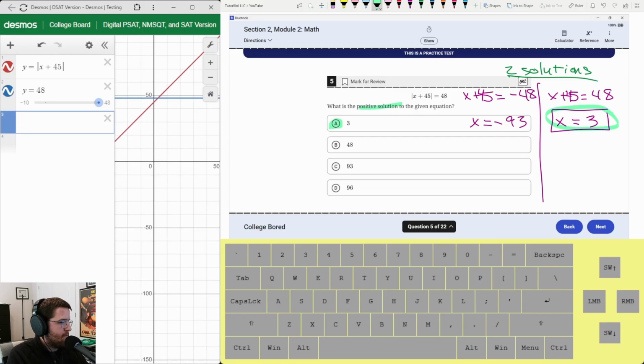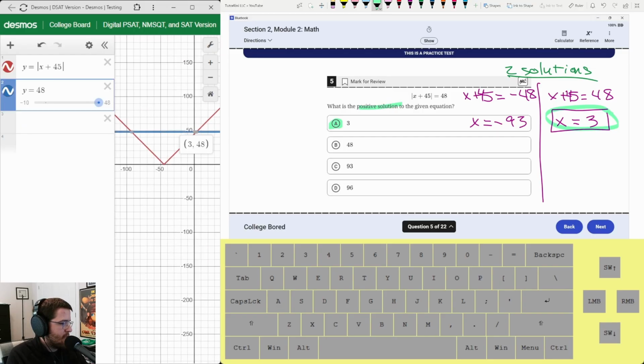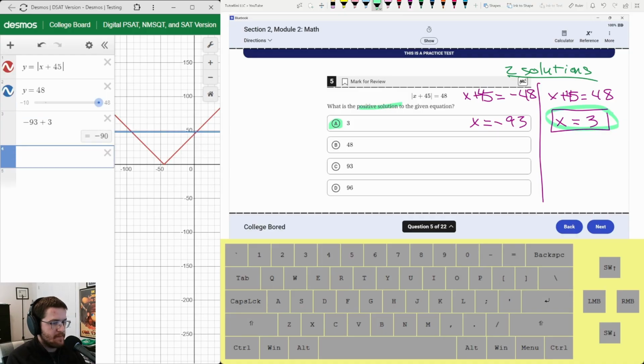And I'm going to zoom out. Okay, so we got a solution right there and right there. So you see the solutions are negative 93 and 3. And a very common question is to ask you the sum of the two solutions. So that would be negative 90. Again, the answer to this question is 3. Just trying to help you guys prepare for future questions.